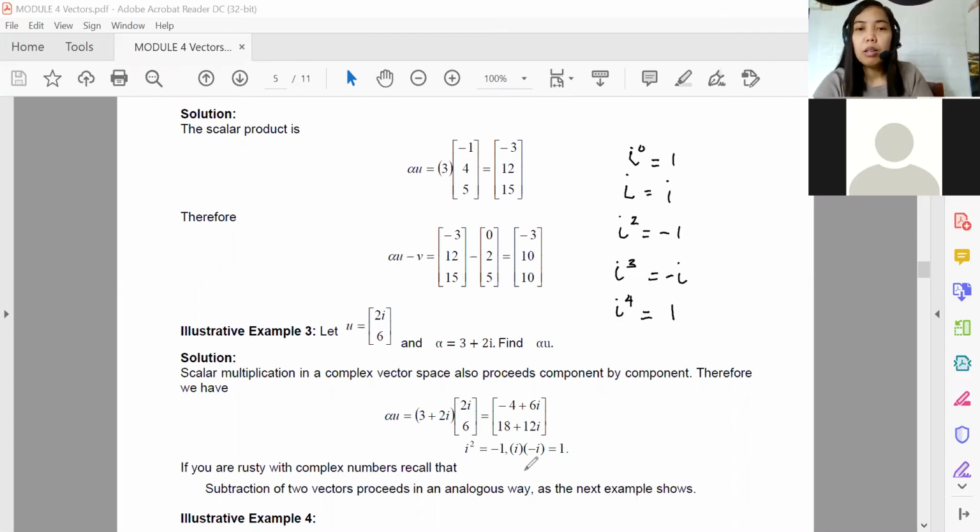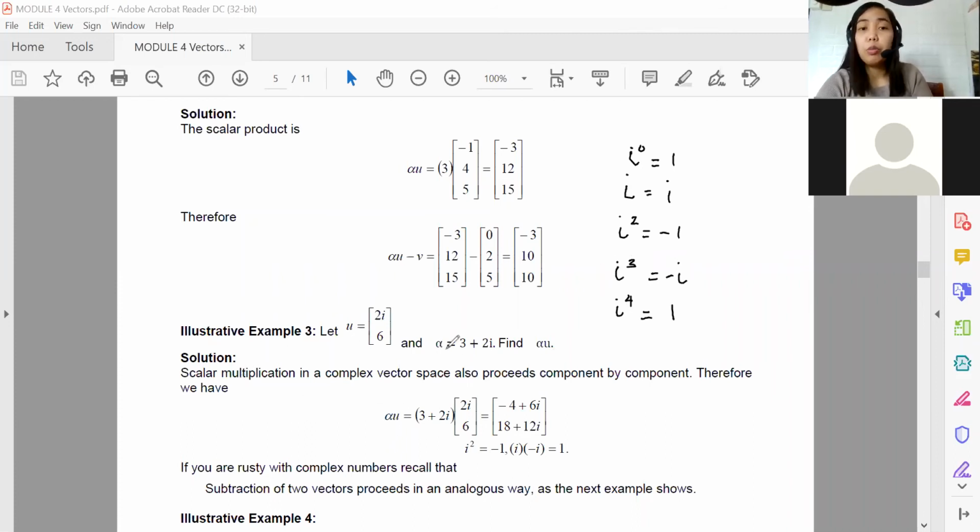Karaniwan naman ang may encounter nyo sa problem ay i squared. Hindi na naman lalagpas. Or maybe i to the 4th kasi merong i squared. Depende sa given, pero mostly hindi naman siya sobrang taas ng power.